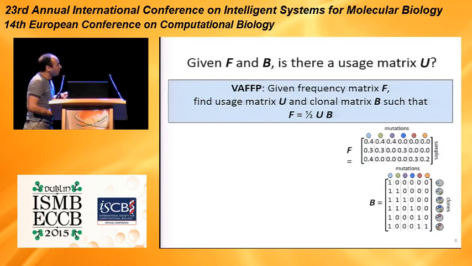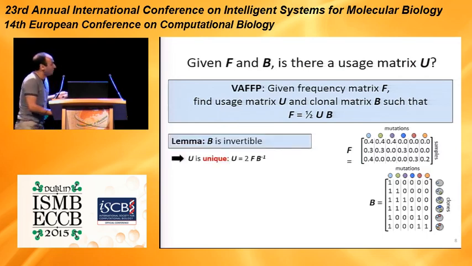And we answered that question by taking a closer look at the binary matrix B. And it turns out that this is a very strong matrix. So it's a square matrix. And in addition, it's also invertible. And because of that, we can basically use linear algebra to describe U in terms of F and B uniquely. So that answers the first question. So given F and B, there's only 1 usage matrix, or 1 matrix U. So we don't know if it's a usage matrix yet.